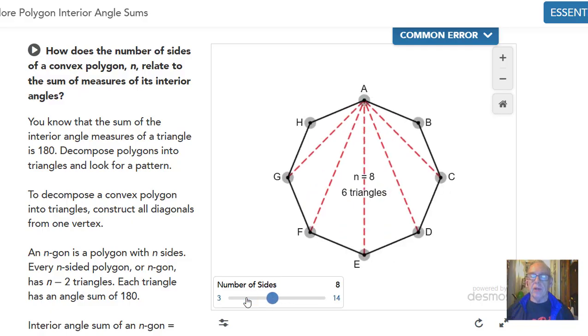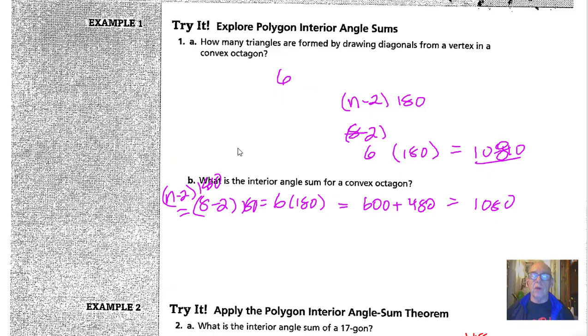Now this example is talking about an octagon, which is an 8-sided figure. We can count 1, 2, 3, 4, 5, 6 triangles. n take away 2, 8 take away 2, is 6. We have 6 triangles. Each one of these triangles is 180 degrees. That gives us 1,080 degrees worth of interior angle measures if we were to add up all the angles inside this octagon. So let's go back to the student companion.